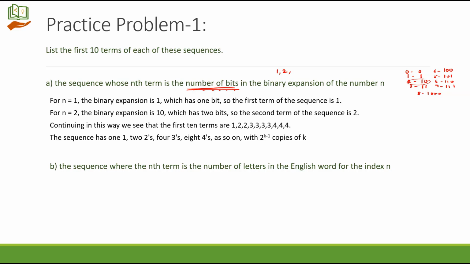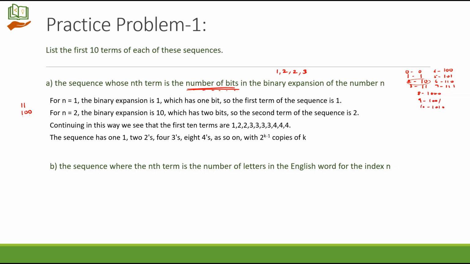When n is equal to 3, that will be 1 1. So again you will have 2 in the sequence. When n is equal to 4, you will have 1 0 0. It is of 3 bits, so you will go with 3. So this is 8, this is 9 and this is 10.